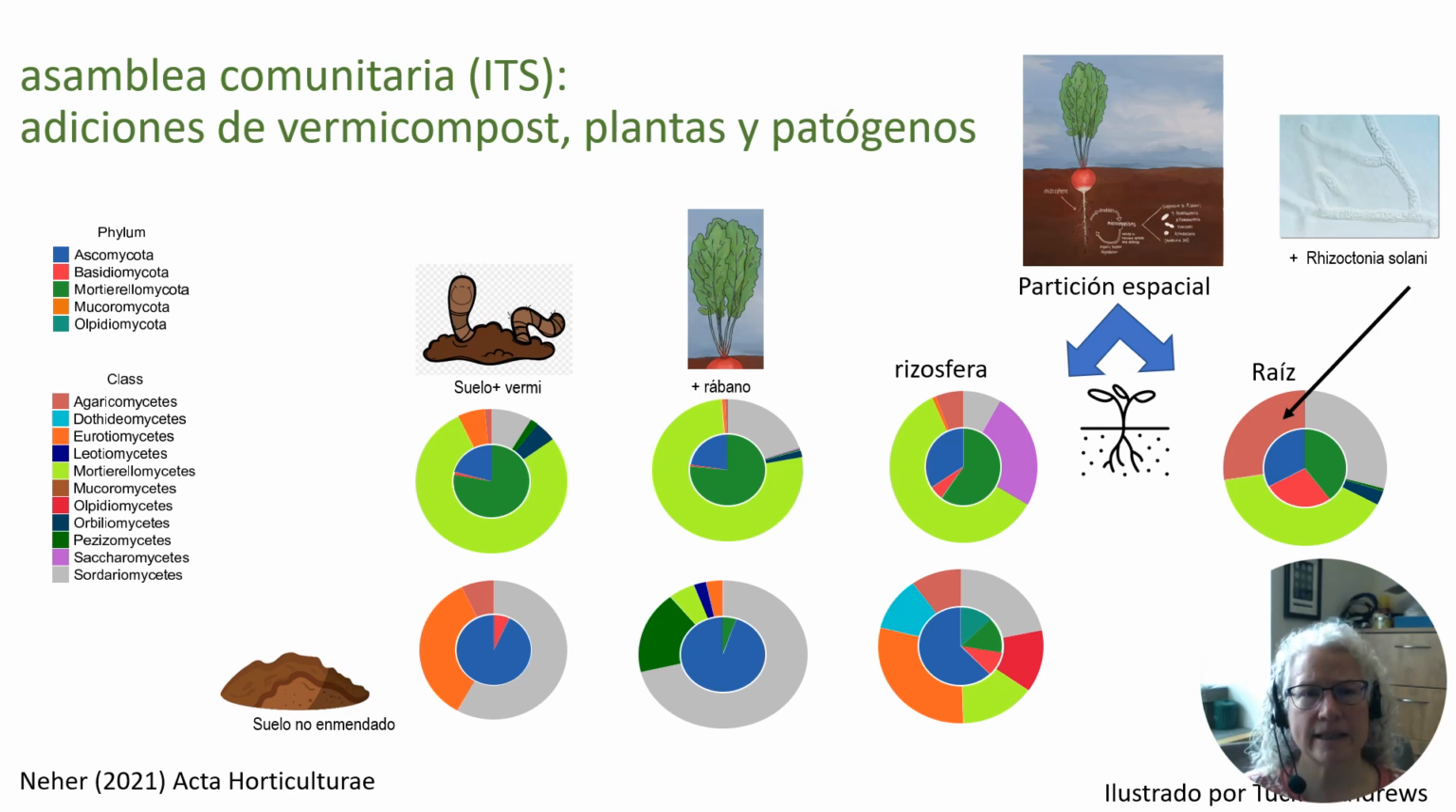The community again changes once a pathogen is introduced, and there becomes a spatial difference in the community in the soil surrounding the root compared to inside the root. The pathogen is inside the root, and you can see it represents a fairly large portion of the root community.